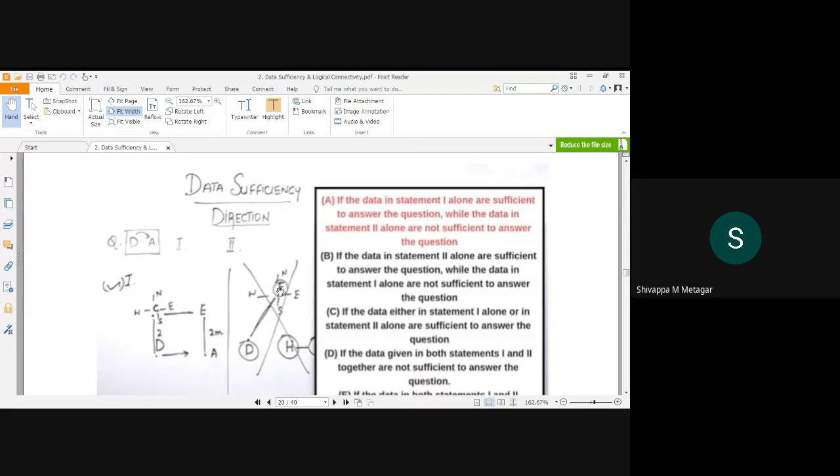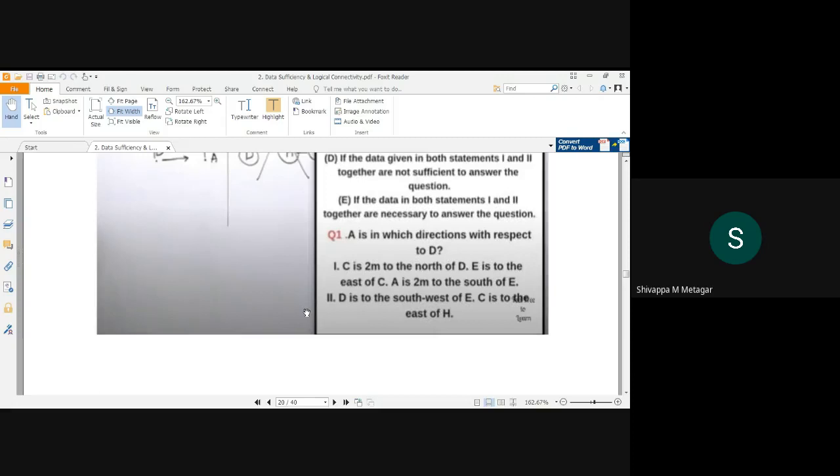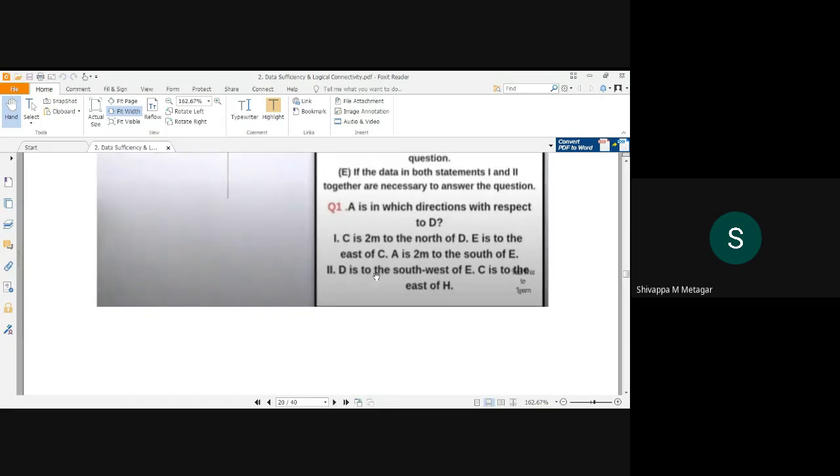Interesting points. Next, problems based on directions. Based on this one, we will discuss two to three problems, then we can go to the next topic. Now here, what is the answer? In directions also it is the same thing. They have given the question: A is in which direction with respect to D? Here we have to find out the direction. These are the problems based on directions.